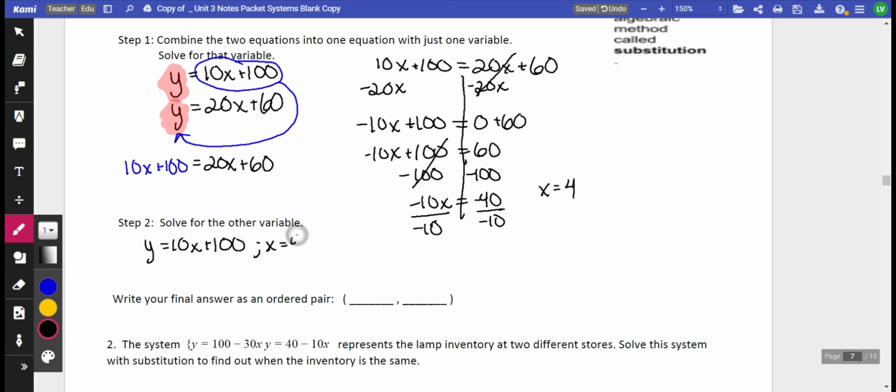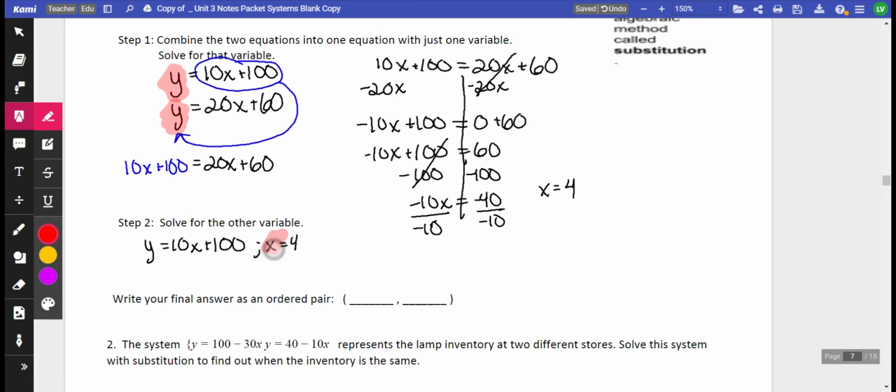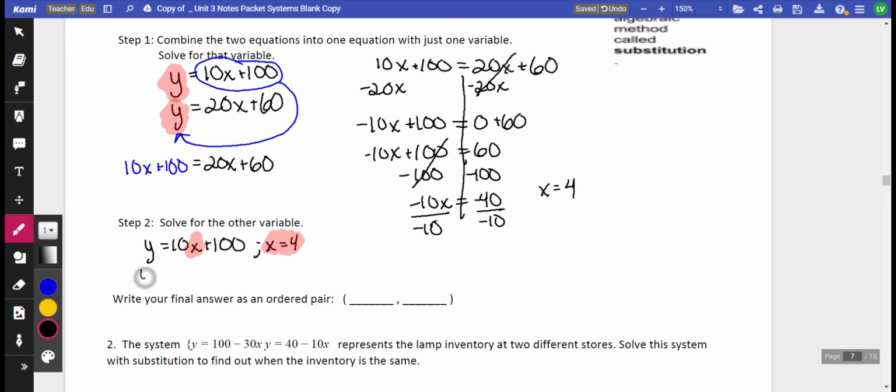So I know x equals 4. So instead of putting the letter x, we're going to replace it with the number 4. So y equals 10 times 4 plus 100. Y equals 40 plus 100. Y equals 140.